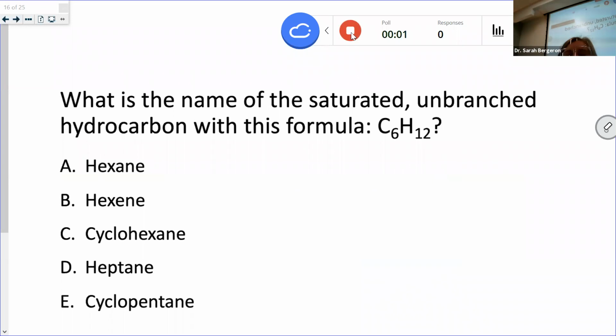What is the name of the saturated, unbranched hydrocarbon with this formula? So it is saturated and it is unbranched.